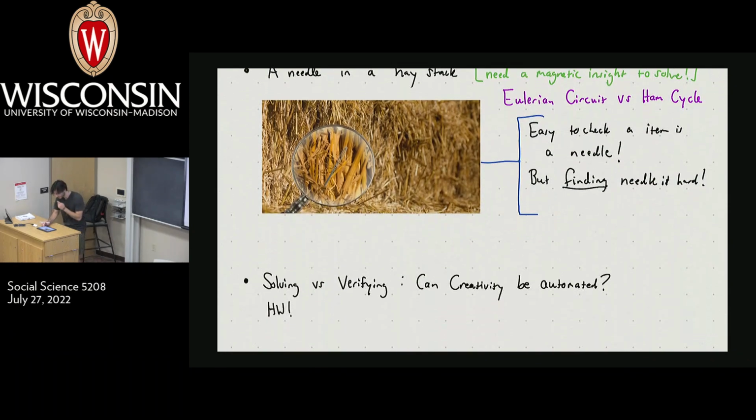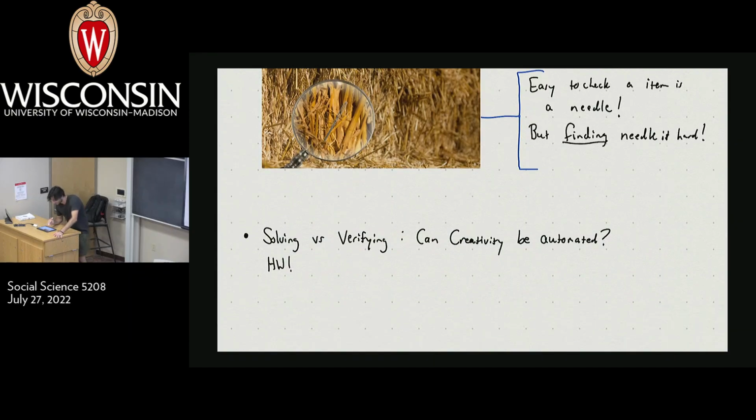Another example of this, solving versus verifying, would be like a homework problem. If I give you the answer to the homework, then it's usually easy to check it's correct. Think of how many times you looked at the solution after the homework was due, you read it and you're like, oh, that totally makes sense, why didn't I think of that? Right? On the other hand, actually coming up with the solution, finding the answer on your own, is very hard.